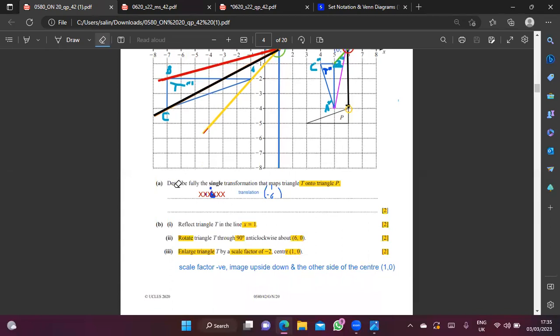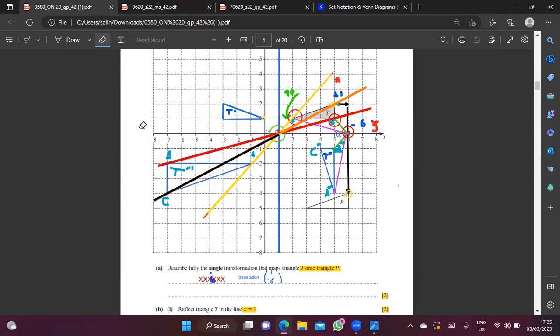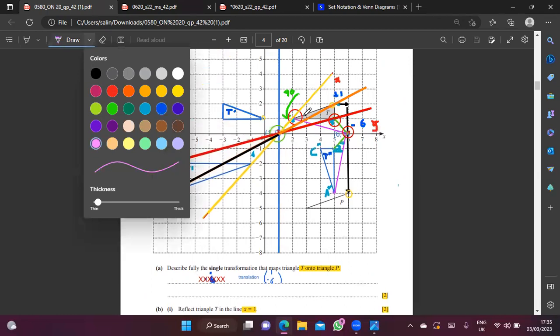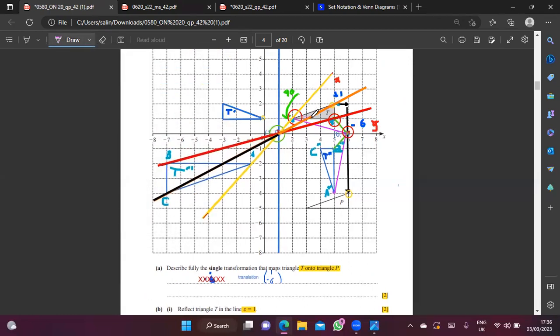Now, the first question, describe fully single transformation that maps triangle T onto triangle P. So let's have a look at T. We have T here. So I'm just going to highlight T. Where is T? I know it's a bit of a mess, but I do hope you can see, yeah? T is here, the one that I shade in pink. And then you got your P, which is the image. Also, I shade with pink color here.